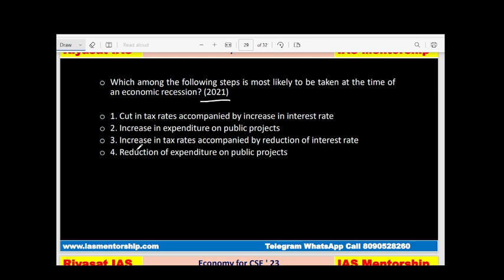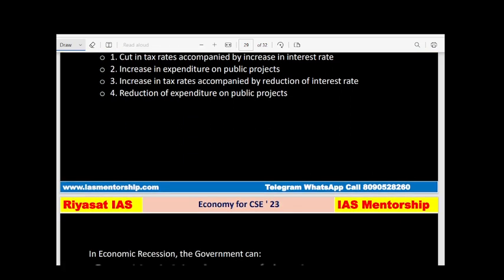2021, let us see what is it. Which among the following steps is most likely to be taken at the time of economic recession? What will happen in economic recession? What should be done? Cut in the tax rate accompanied by increase in the tax rate. Increase in expenditure on public projects. Increase in tax rates accompanied by reduction of the interest rate. Reduction of expenditure on public projects. Now what do you think? What can be the answer? Come on, try to tell me.